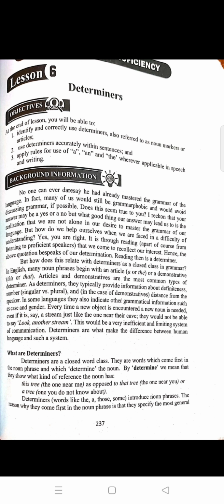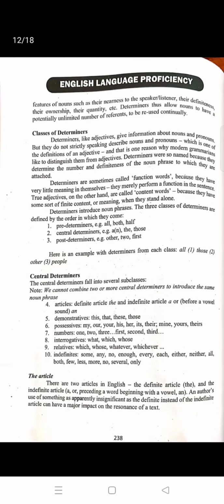Silang nagde-determine that word ay merong noun. So, this tree, as opposed to that tree. Determiners, such as those, some, introduce noun phrases. The reason why they come first in the noun phrase is that they specify the most general. Now, there are classes of determiners. Determiners, like adjectives, give information about nouns and pronouns, but they do not, strictly speaking, describe nouns and pronouns, which is one of the definitions of an adjective. And that is one reason why modern grammarians like to distinguish them from adjectives.